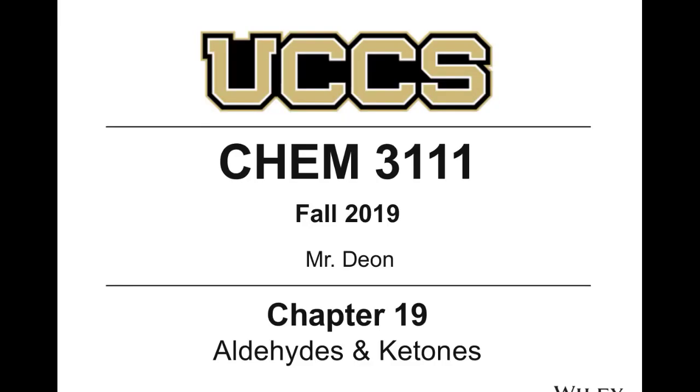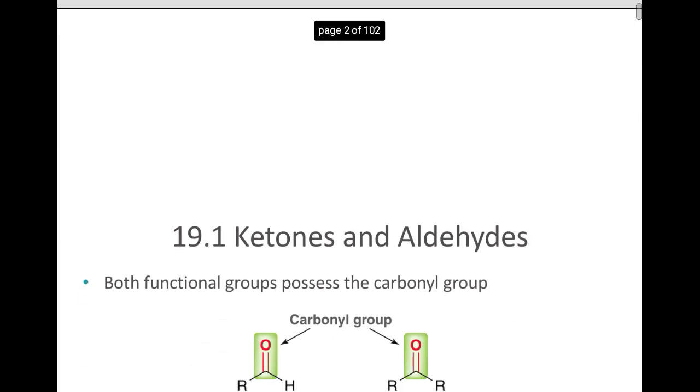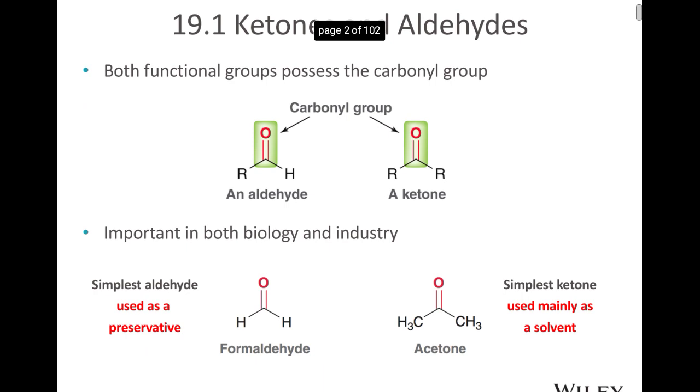Okay, let's start chapter 19, Aldehydes and Ketones. It's a long one, so let's get started with a slide here that talks about what aldehydes and ketones are. Both aldehydes and ketones possess a carbonyl group. I think by now most of my students know what a carbonyl group is. Sometimes my students will refer to it as a C double bond O, but the proper name is a carbonyl, and we're putting the valence electrons there.